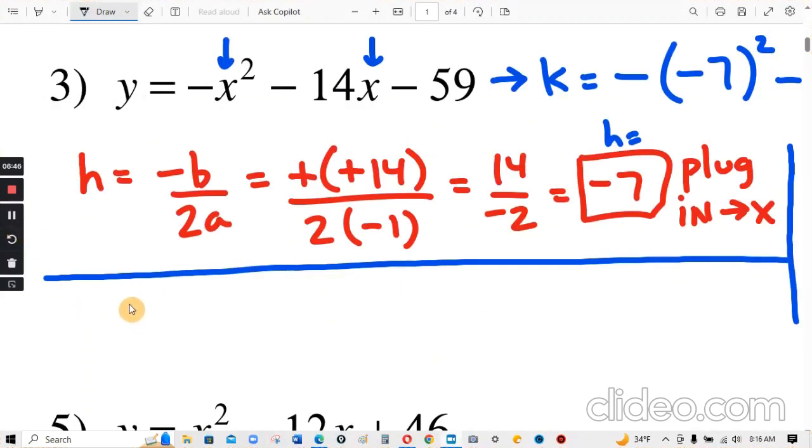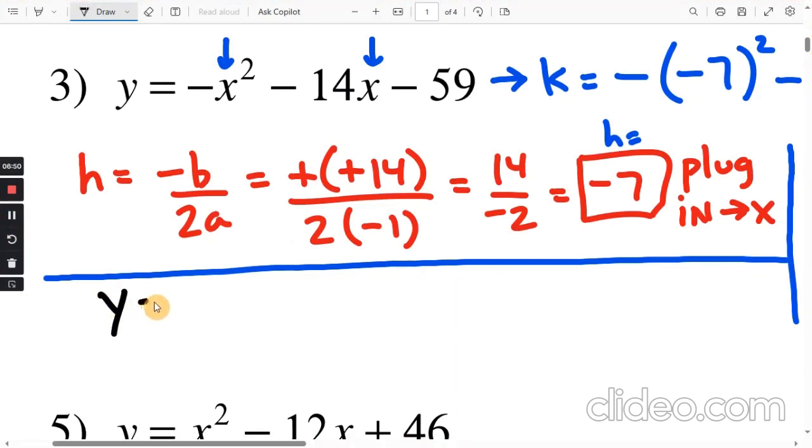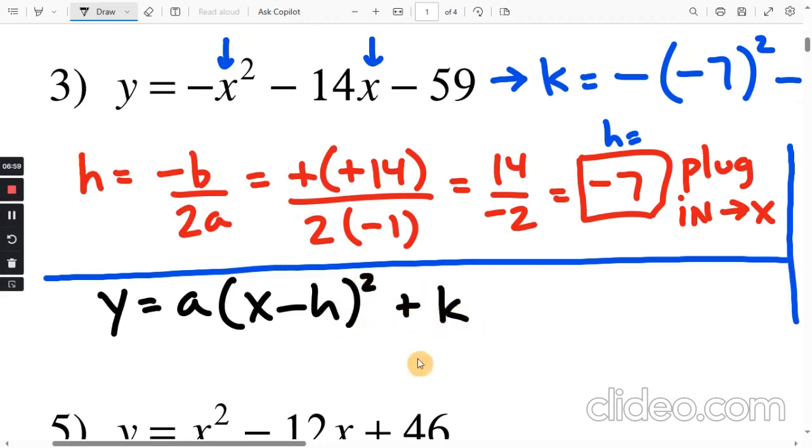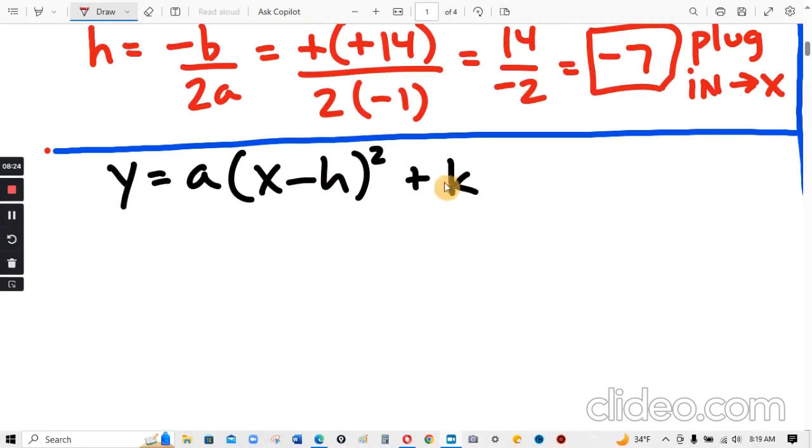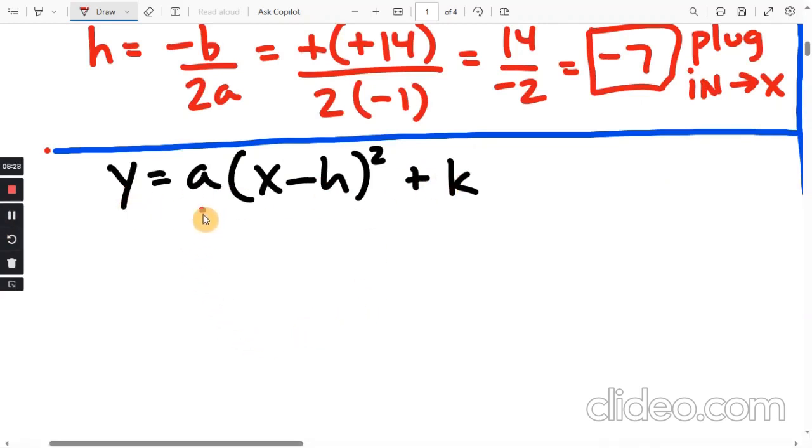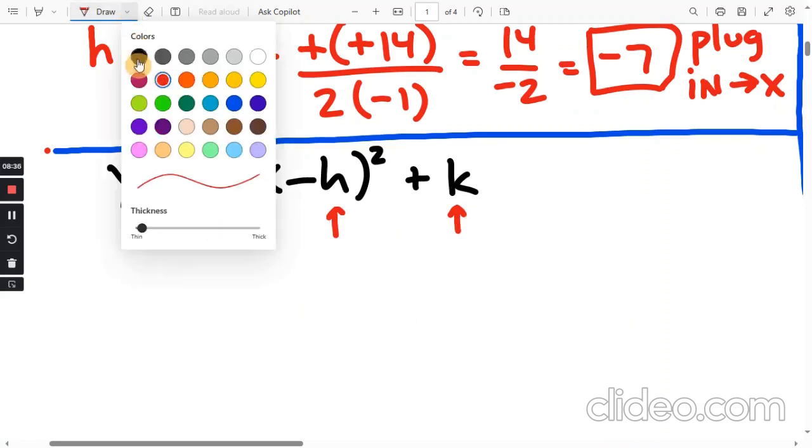So recall the quadratic equation in vertex form. That's going to be y equals A times x minus h squared plus k. So once you have your equation in vertex form, you want to plug in for A and H and K. We're just going to plug in those values.